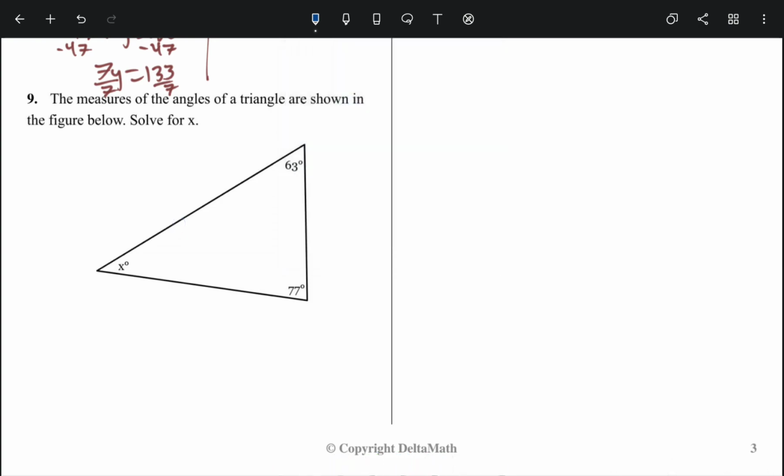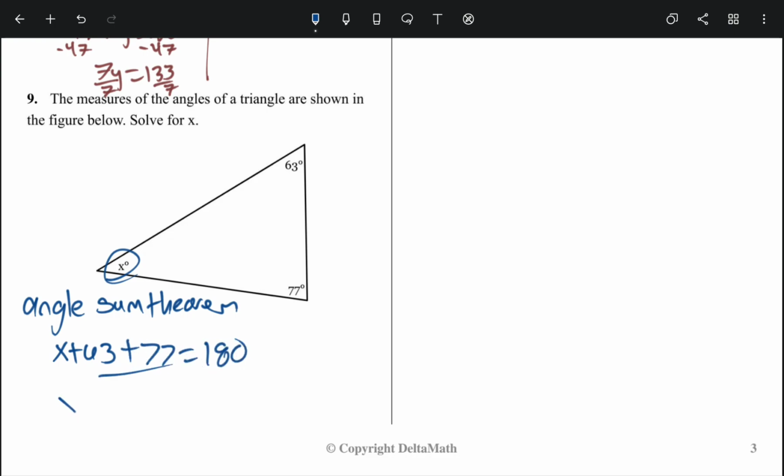Number 9, we want to find the measure of x given the other measures. So for this, I am given 3 interior angles, so I know I'm going to use the angle sum theorem. So x plus 63 plus 77 equals 180. Combine like terms, so x plus 140 equals 180. Subtract 140 from both sides. We get x equals 40 degrees. And then you're done.